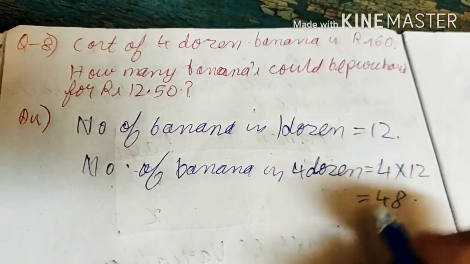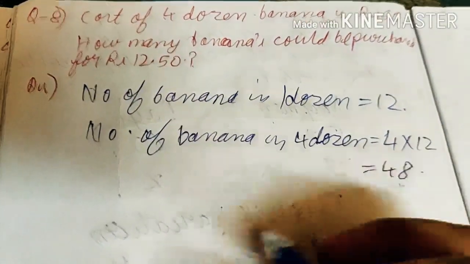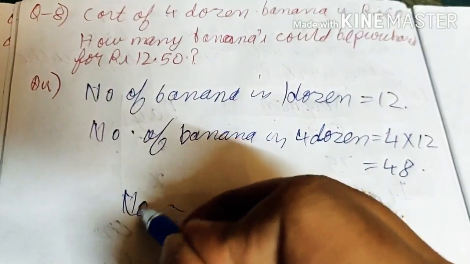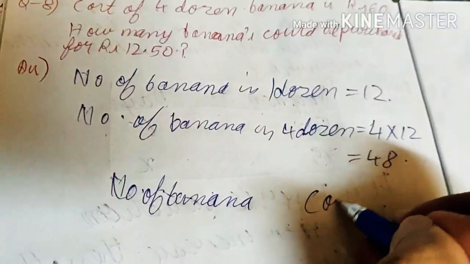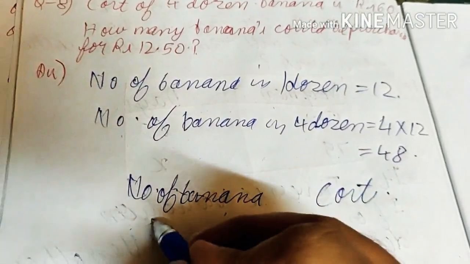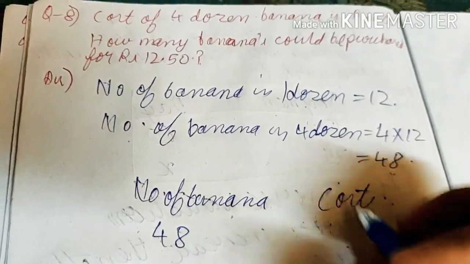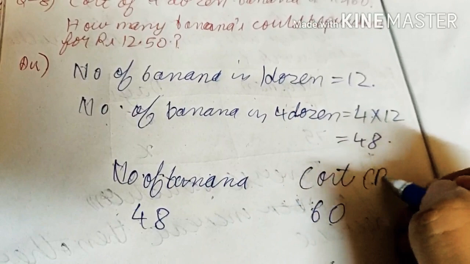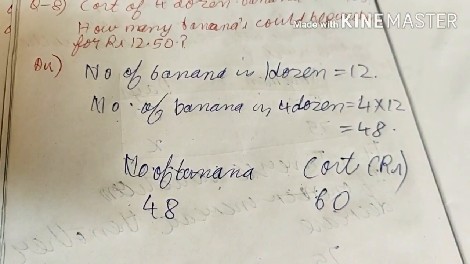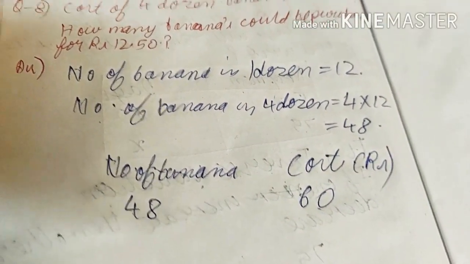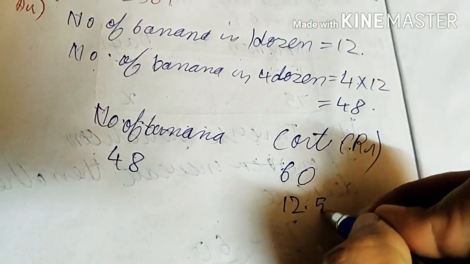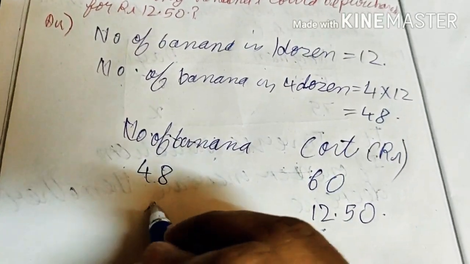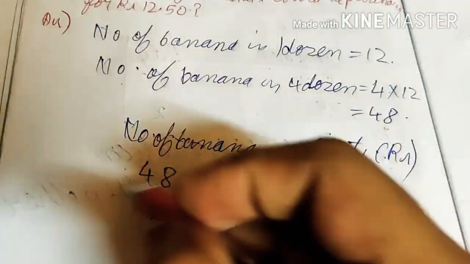Okay, so the question says, now we'll construct a table. The question says that number of bananas and its cost. It says 48 bananas, means 4 dozen bananas, bought for rupees 60. This is in rupees. Okay, we have to find how many bananas could be purchased at rupees 12.50. We don't know this, so we will take this as x. So our table is this.